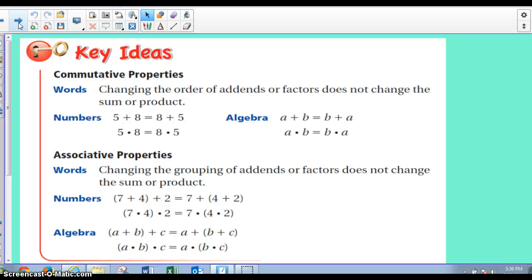Okay, in the commutative property, changing the order of addends or factors does not change the sum or product. We've known this forever. No matter what order you put the numbers in for addition or multiplication, it will always come out the same. Changing the groupings of addends or factors does not change the sum or product. That's the associative property. In other words, taking numbers, it's all addition. I can add 7 plus 4 first, then add 2, or I can add 4 plus 2 first, and then add 7. It'll come out the same. Same with multiplication. We're going to be going through this in more detail.